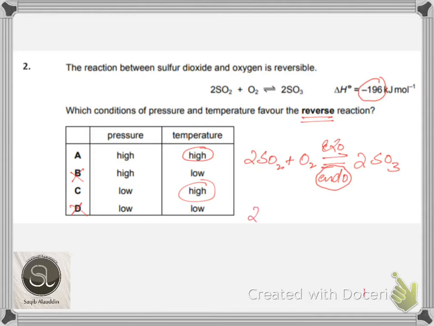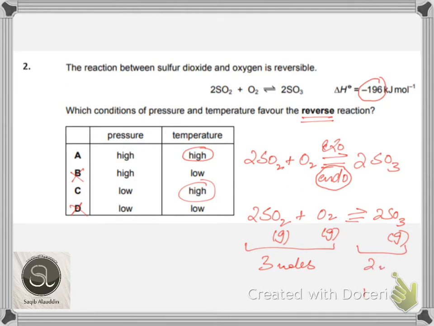Okay, now let's deal with the pressure thing. Remember, for gases, now all three are gases. Mind it, all three are gases. The total number of moles of the reactant gases are 3. The total number of moles of product is 2. So what are we saying? In this case, when you increase pressure, equilibrium shifts towards the side with less number of moles. So when you increase pressure, it will shift forward.